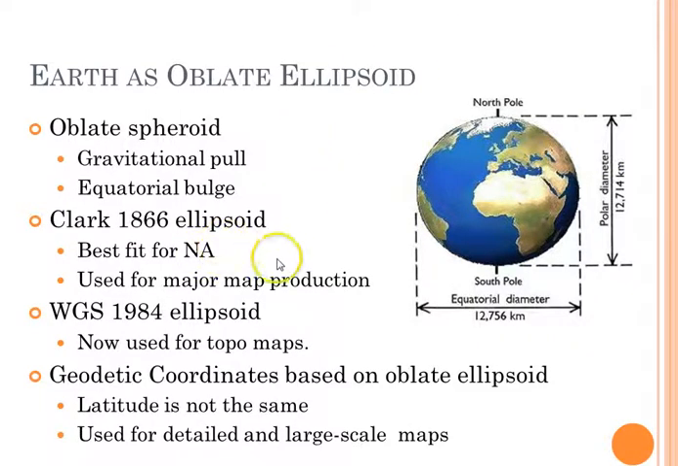North America, yeah. That is just so North American centric, isn't it? Right. The rest of the world is different. So they would use a different ellipsoid for other places in the world to approximate that.